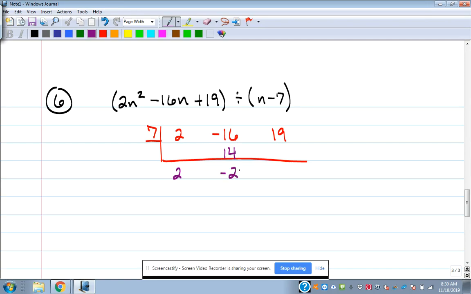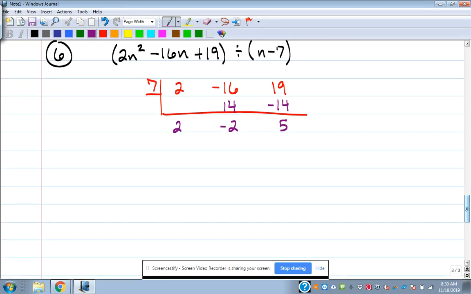That'd be -2 times 7. 5. So what's our quotient and remainder? 2n minus 2, plus 5 over n minus 7. Good job.